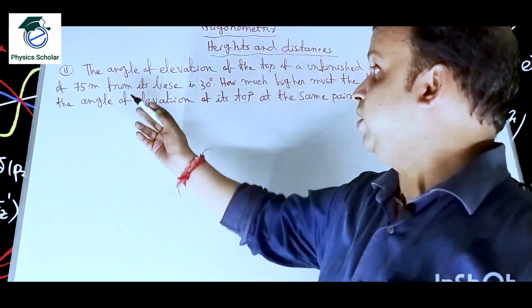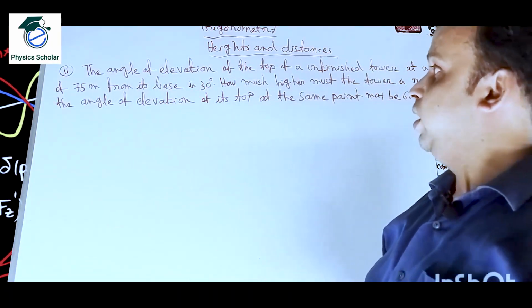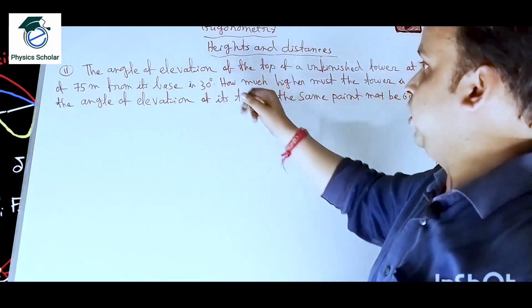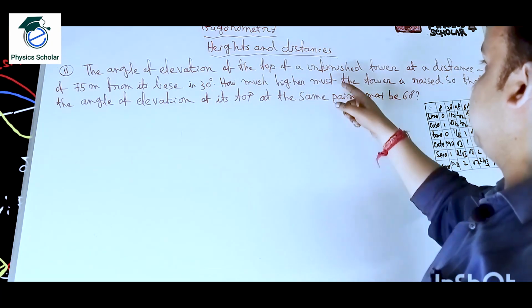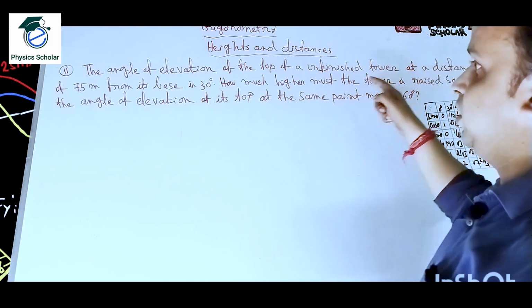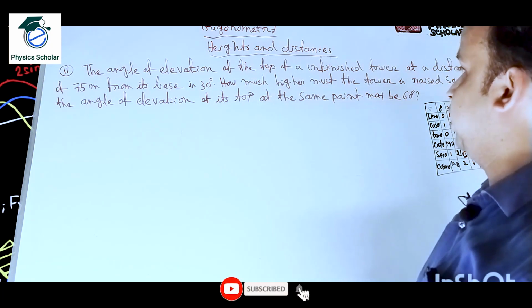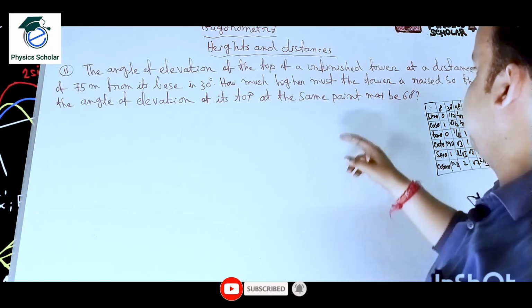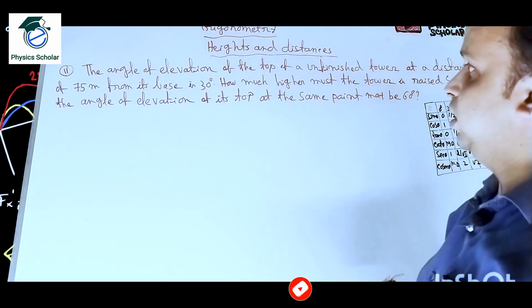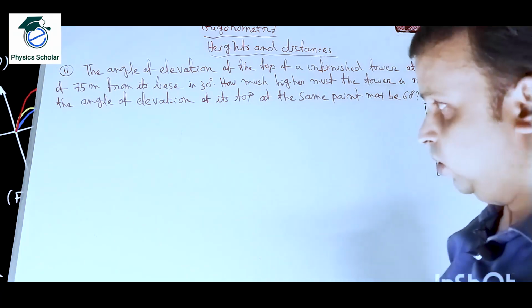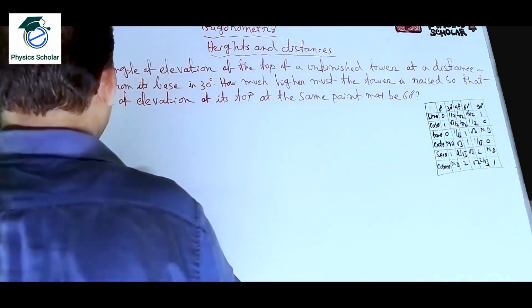So students, now here it is our sum number 2. The angle of elevation of the top of an unfinished tower at a distance of 75 meter from its base is 30 degree, and how much higher must the tower be raised so that the angle of elevation at the top from the same point may be 60 degree. Okay. So that means what?